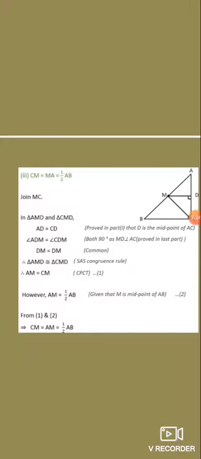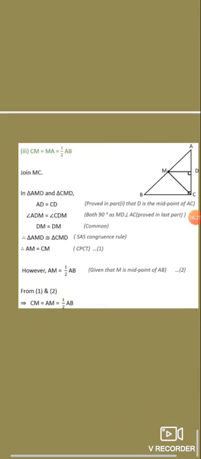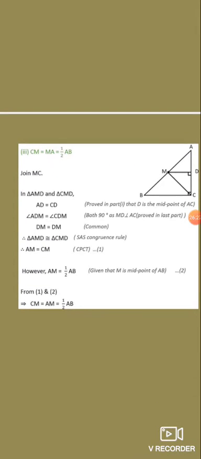Therefore, AM is equal to CM using CPCT. Put equation number 1. However, AM is equal to half of AB, given that M is the midpoint of AB. Put equation number 2. Now from 1 and 2, CM is equal to AM is equal to half of AB. Okay, clear, students?